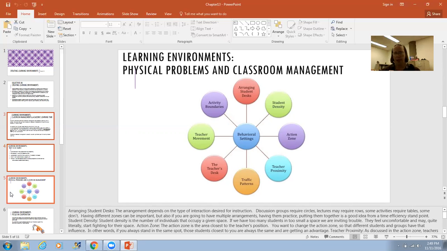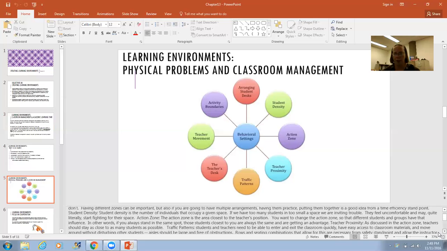Then we have this idea of the action zone. So the action zone is the area closest to the teacher's position. And you're really going to want to change the action zones so that different student groups have that influence, right? So they're part of the action. If you are always standing in the same spot, then those students that are closest to you are always the same, and they're really getting an advantage. And those that aren't, those that are farther away from you, just want to change your action zone.